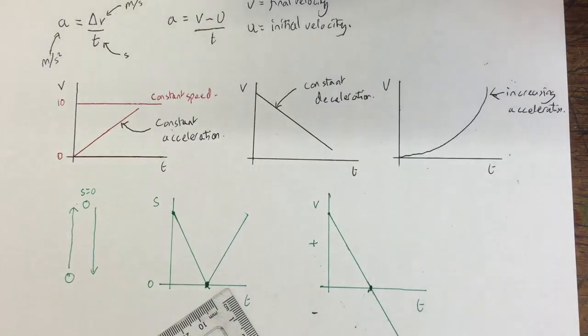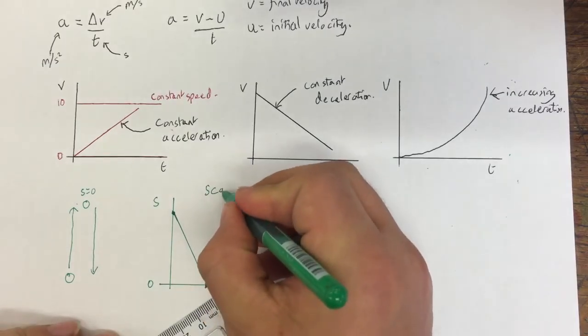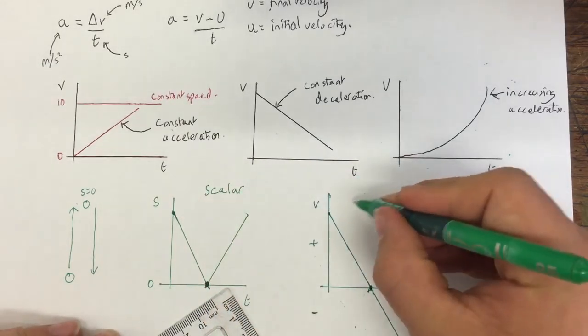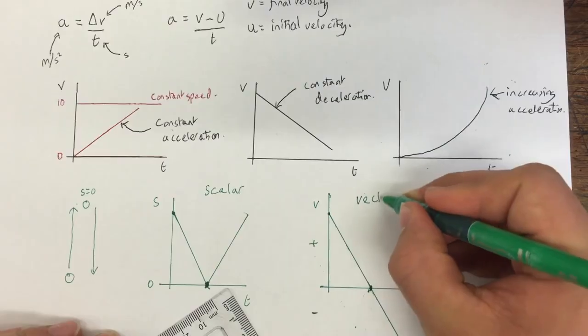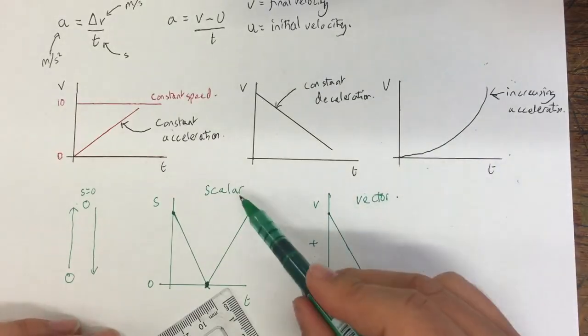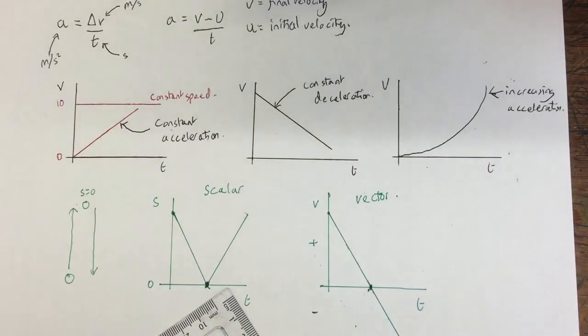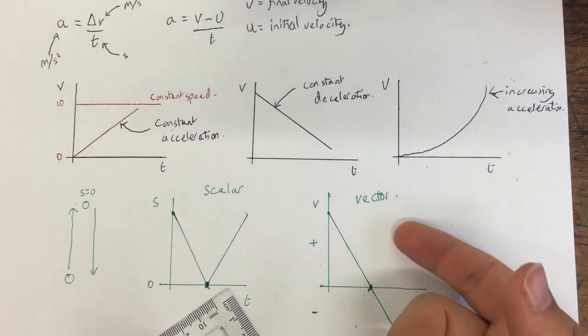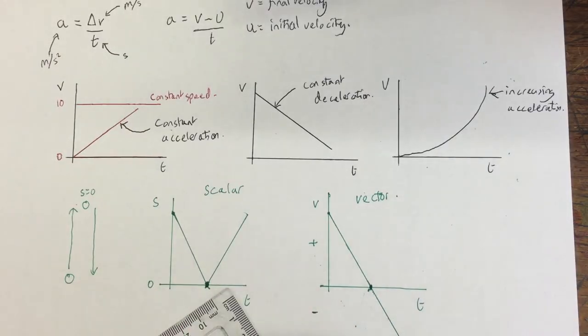So remember, speed is an example of a scalar quantity, and velocity is an example of a vector quantity. Scalar quantities have magnitude only, they only have size, and vector quantities have direction as well.